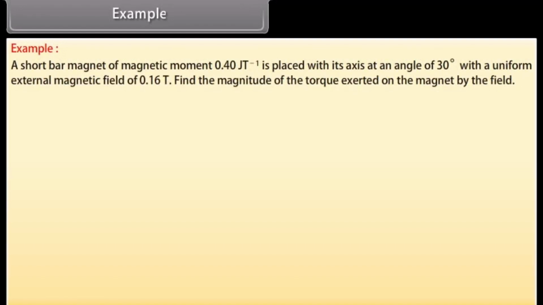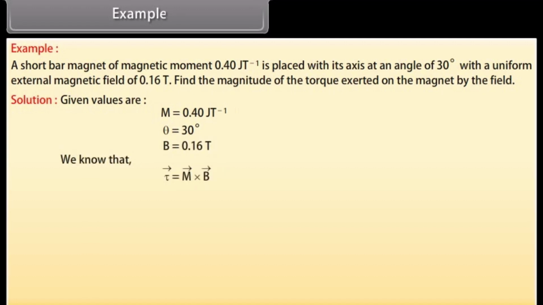Example. Let's take an example of a dipole in a uniform magnetic field. A short bar magnet of magnetic moment 0.40 joule per Tesla is placed with its axis at an angle of 30 degrees with a uniform external magnetic field of 0.16 Tesla. Find the magnitude of the torque exerted on the magnet by the field. Let's see the solution. Here given values are: m is equal to 0.40 joule per Tesla, theta is equal to 30 degrees, B is equal to 0.16 Tesla.